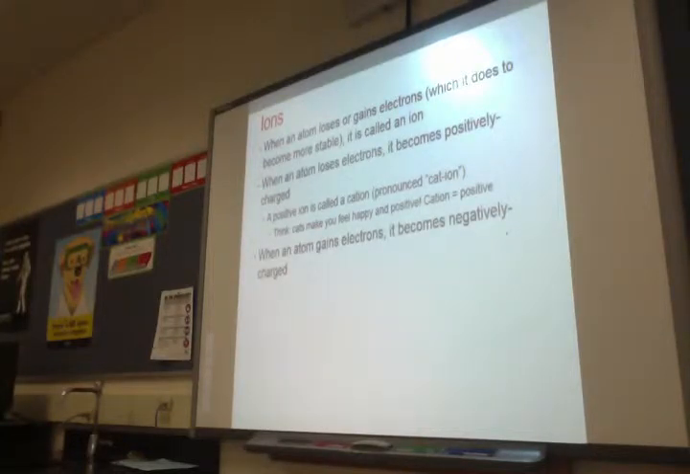When an atom gains electrons, it becomes negatively charged, because electrons are negative. So if you're adding negative charges, you're going to end up negatively charged. The name for that is anion. Sometimes when you deal with electricity, you deal with things called cathodes and anodes. So anion is the negative ion.